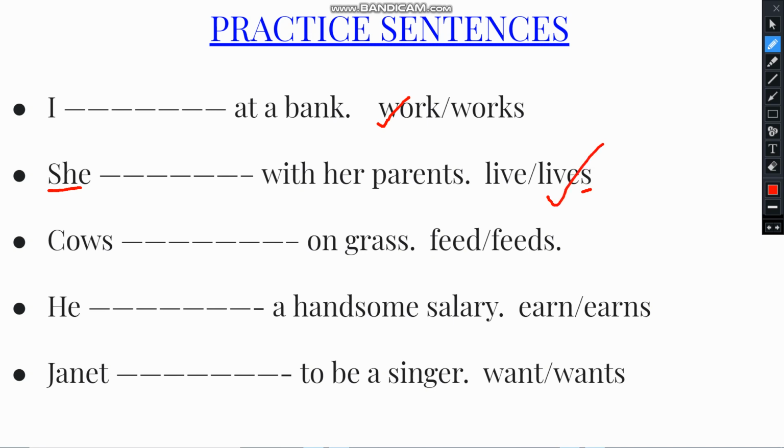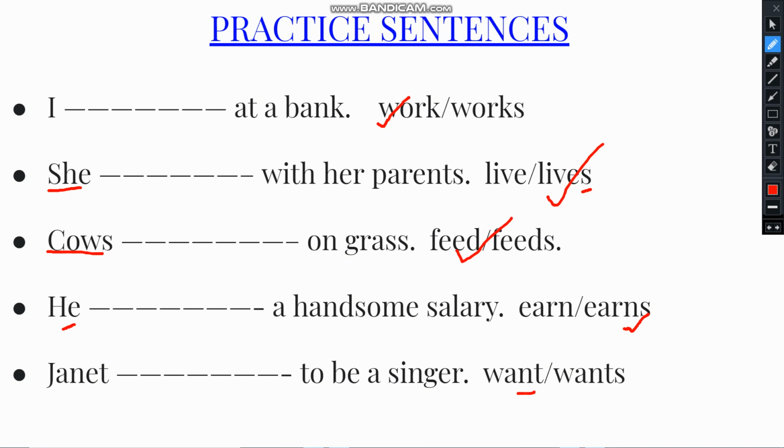Now cows dash on grass. Feed की feeds. Cows में देखो ये क्या हो गया है? Plural है. So cows feed on grass. Yes. Now the other sentence, he dash a handsome salary. He dash a handsome salary. He is the singular pronoun. So what are we going to write? He earns a handsome salary. Very good.